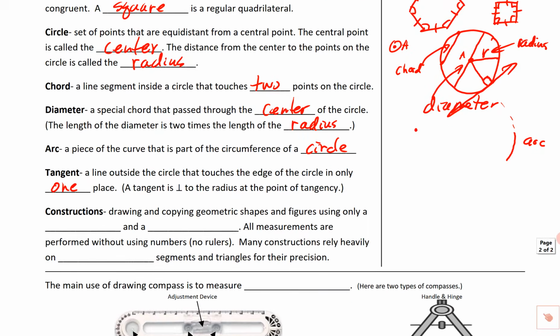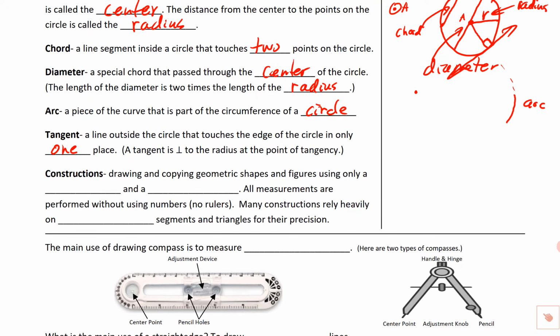And then down here we've got the last thing that we're going to talk about, and those are constructions. A construction is drawing and copying geometric shapes and figures using only a couple of tools. So we're going to use a compass and a straightedge. Straightedge, that's all one word. And all the measurements are performed without using numbers. So we're not going to use any rulers or anything. We're actually not going to use any devices like this. Many constructions rely heavily on, let's write this word, congruent segments and congruent triangles for their precision.